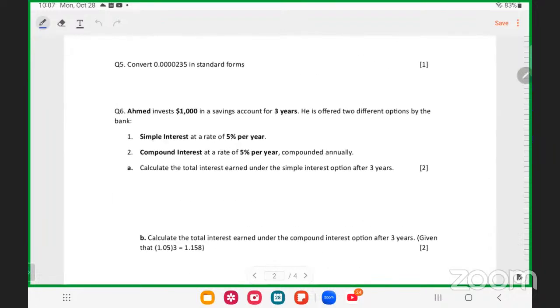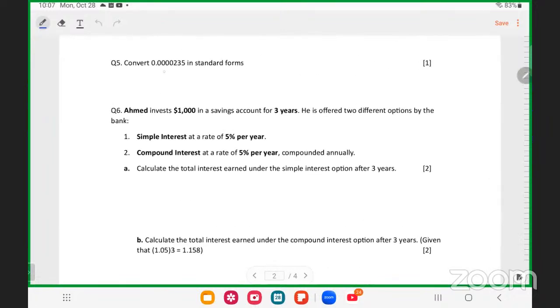The next question is convert 0.00002 35 in standard form. So 1, 2, 3, 4, 5. 2.35 into 10 power minus 5.